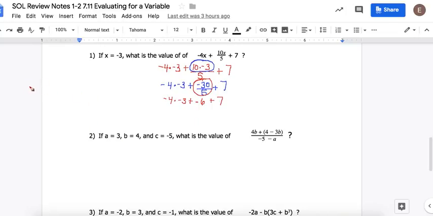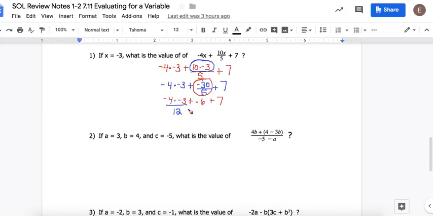So now I've taken care of all my grouping symbols. Now I'm going to look for exponents, and I don't see any. So now I'm going to look for multiplication or division from left to right, and I'm going to start right here. So we're going to go ahead and underline this step. I was circling the other steps because they were fraction bars. So -4 times -3 is +12.